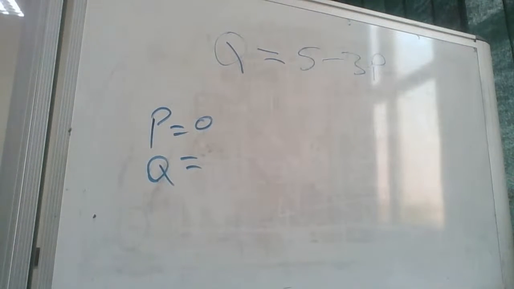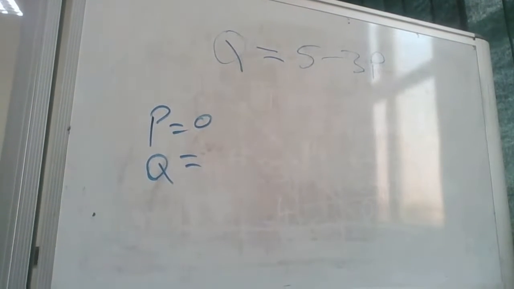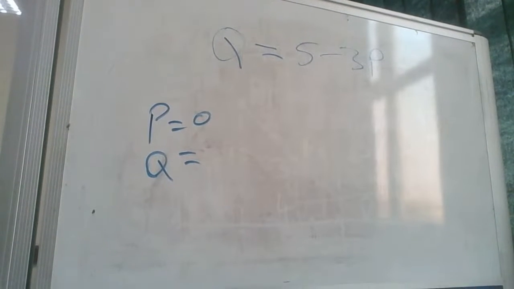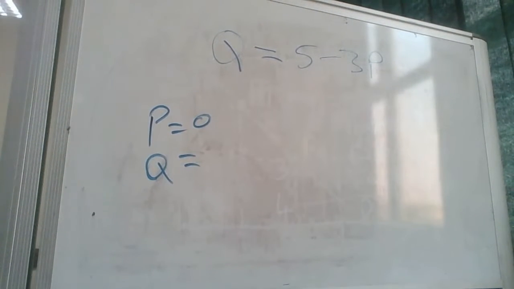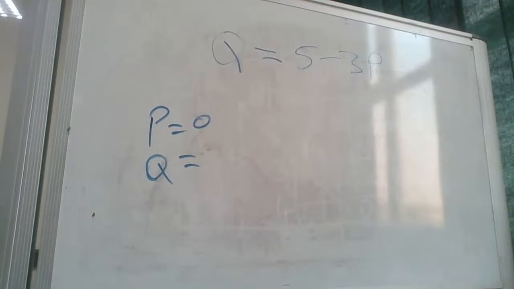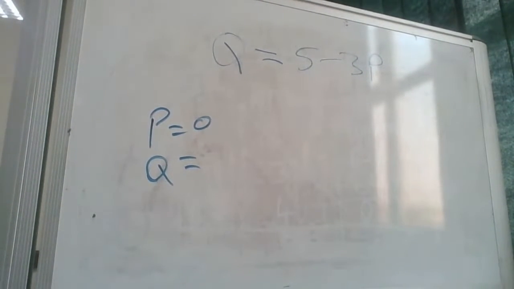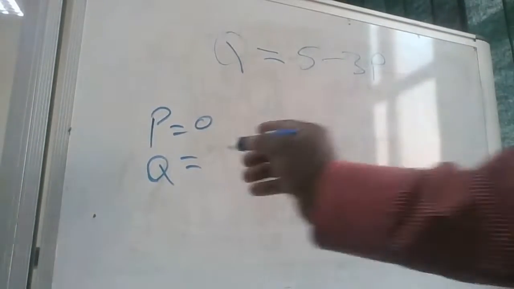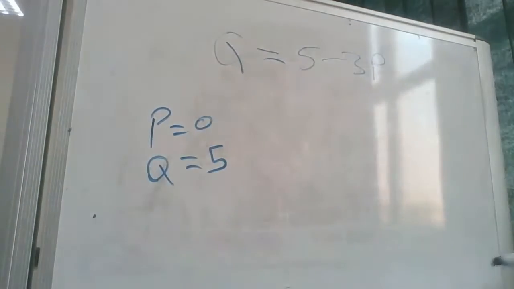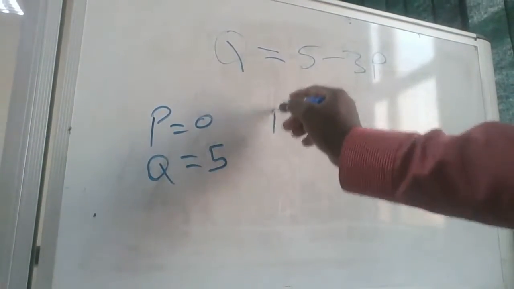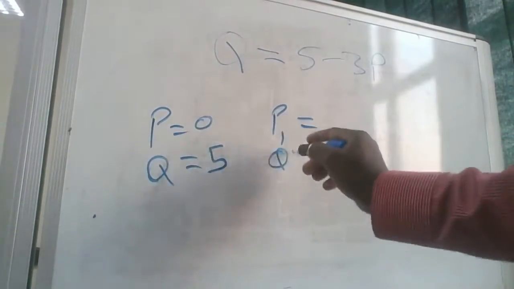Let me see that in the comment box. If price is equal to 0, what would be Q? Rabson Zulu says 5. That's correct. So Q will be equal to 5. And if price is equal to 1, what will be Q?